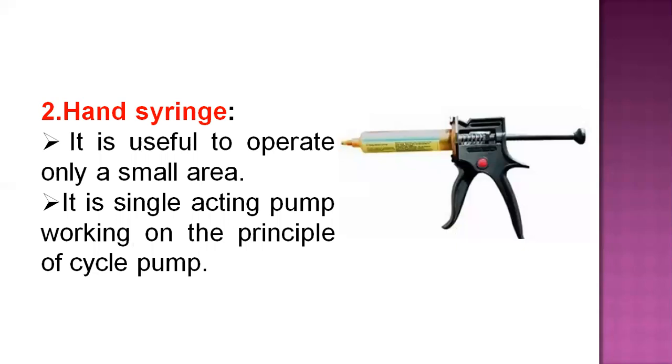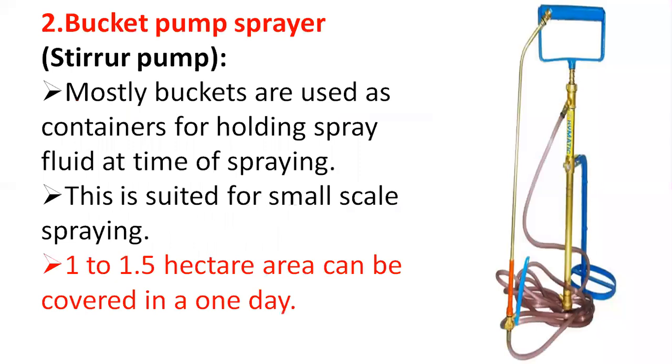This hand syringe is a small piece of equipment that we use to operate on only a small area, where the application of pesticide is done by this syringe. It is a single acting pump working on the principle of a cycle pump, and hidden insects can easily be controlled by this equipment. So the next one is the bucket pump sprayer.